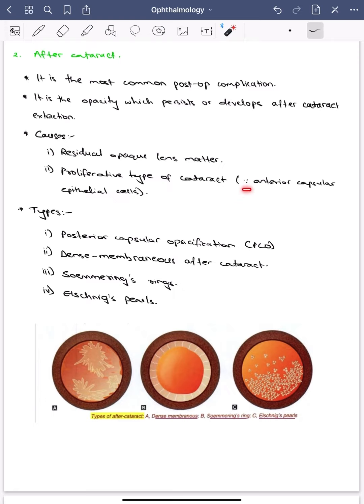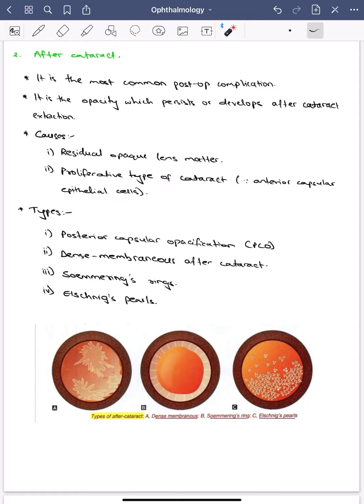Now remember, the anterior capsular epithelial cells have the ability to proliferate. So the causes of after cataract, that is the development of opacity, are residual opaque lens matter or proliferative type of cataract. Now the types of after cataract: there are 4 types. The first is posterior capsular opacification or PCO. The second is a dense membranous after cataract, as you can see in this diagram here. The third is Saumering's rings, and the fourth is Elschnig's pearls. So these are the 4 types of after cataract.